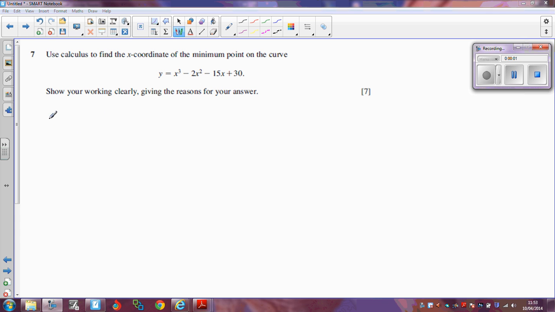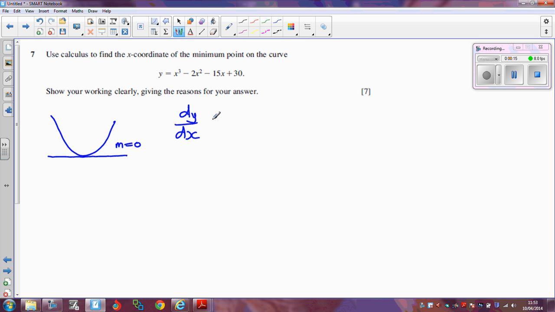The thing we need to understand here is that to find the minimum point of a curve, at the minimum point of the curve, the gradient of the curve is 0. Now, if we've got a curve, to find the gradient of the curve, we need to find dy by dx. So the first thing I'm going to do is differentiate this expression.